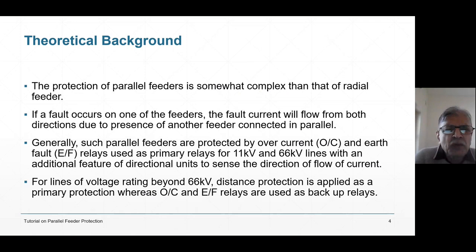Yes, going further, theoretical background, not much, because in practice we do not want to talk much about theory. The protection of parallel feeders is somewhat more complex than the radial feeder we talked about. If a fault occurs on one of the feeders, the fault current will flow from both the directions due to the presence of another feeder connected in parallel. So what happens is that the healthy line may also trip. To avoid that, we have to add the directional feature in simple overcurrent and earth fault relays. 66 and 11 kV lines are using only overcurrent and earth fault relays. Therefore, there the directional feature is a must. In distance relays, it is different. We'll talk about it when we come to distance relays.